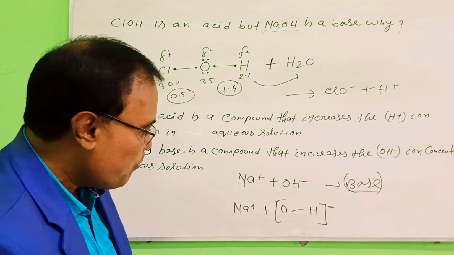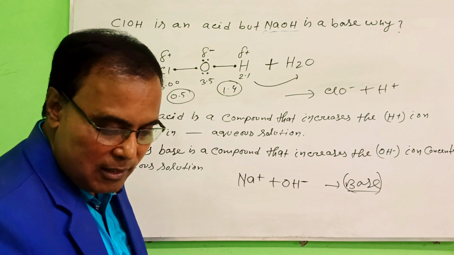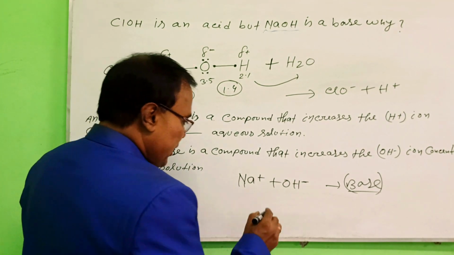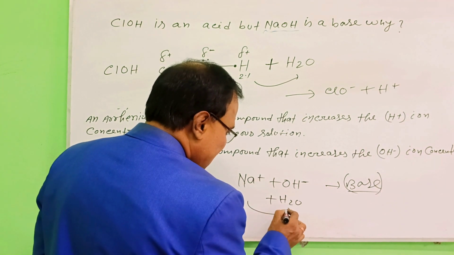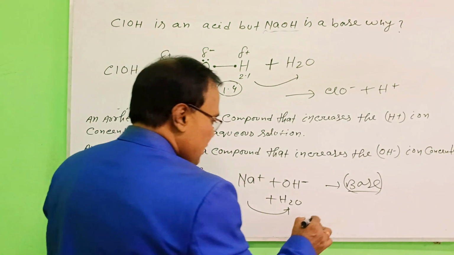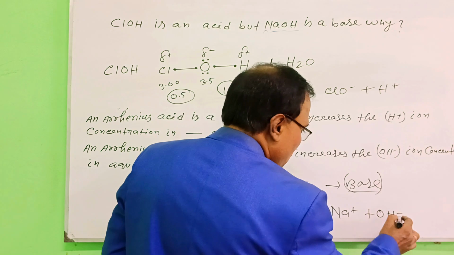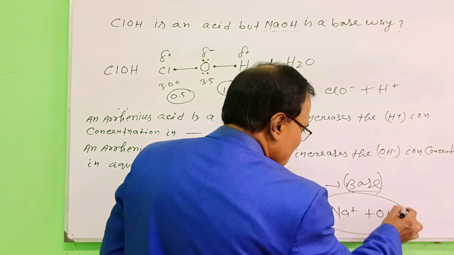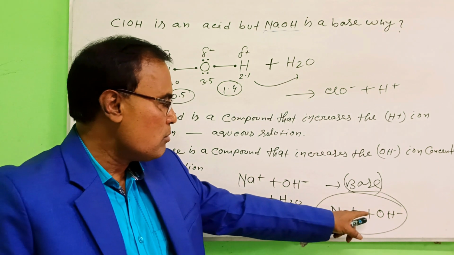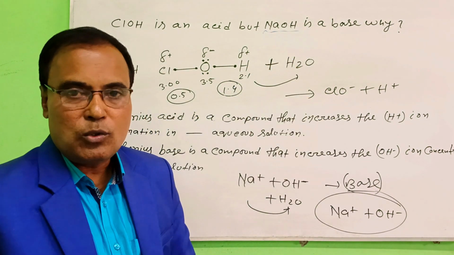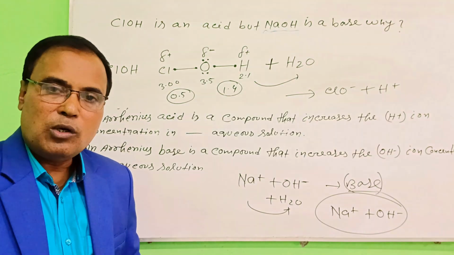If you mix this compound in water, then water will attract Na+ towards itself. If you mix it with water, then Na+ will be attracted towards H2O. That means Na+ and OH- will be produced in its aqueous solution. So the OH- ion is produced by NaOH in its aqueous solution. So we can say that NaOH is a base. That's all for today.